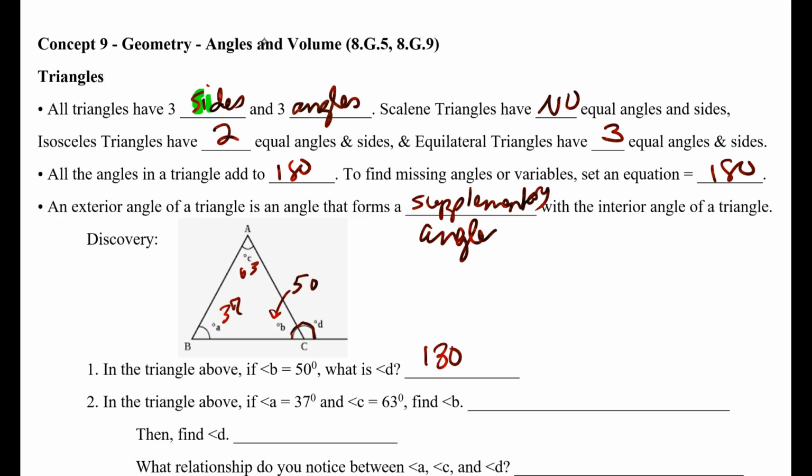Okay, I'm going to erase this because clearly there's something brand new for this problem. So let's find angle B. We know that the angles inside add up to 180. So we do 63 plus 37, and we get 100. Therefore, angle B has to be 80.